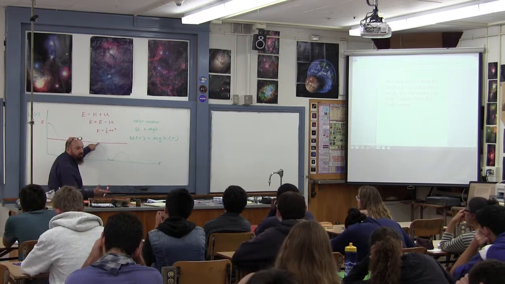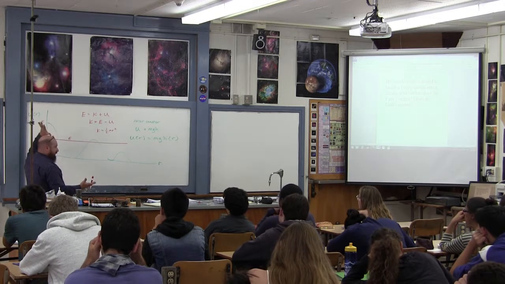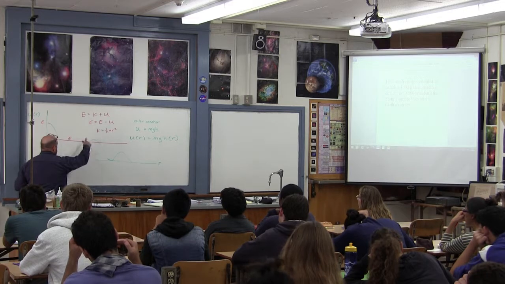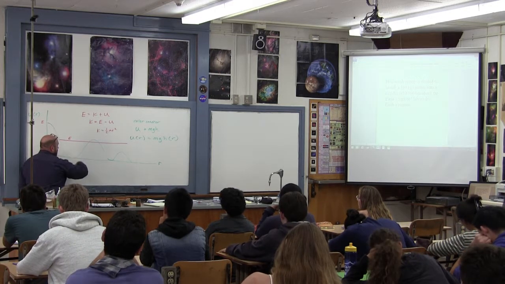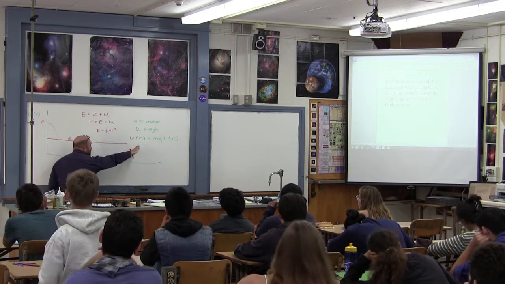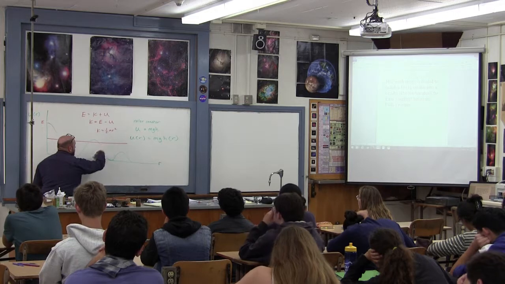So if you set the object right here with this total energy E in red and let it go, it is just going to oscillate back and forth in this well forever. These regions here are forbidden because we don't have enough energy to make it over this hill to get to the other side.